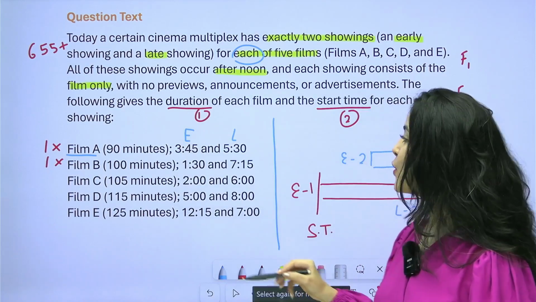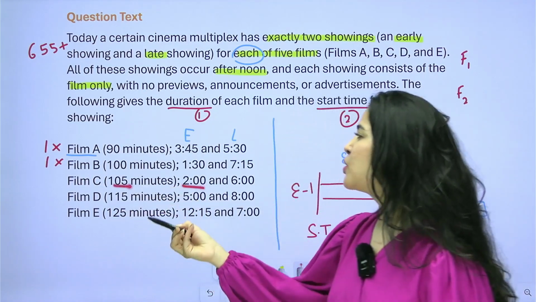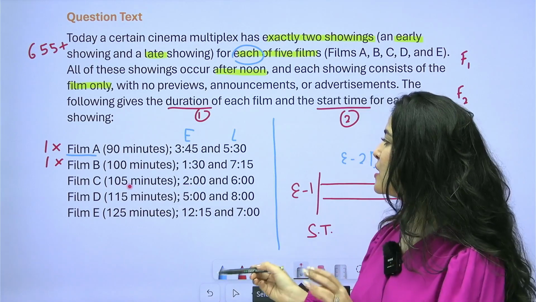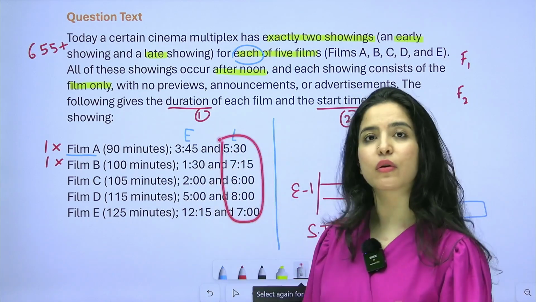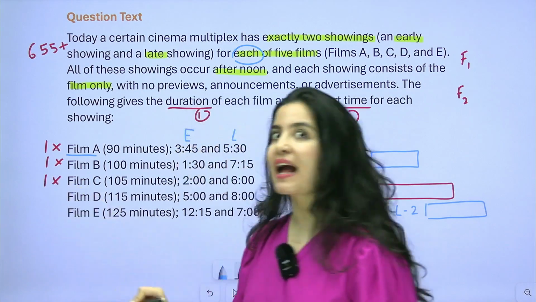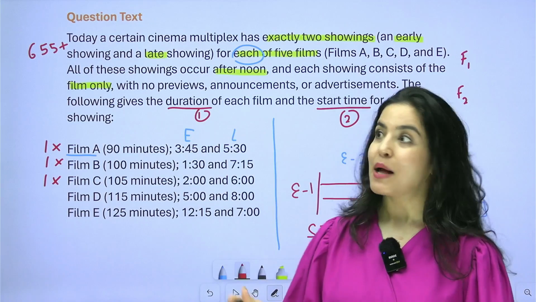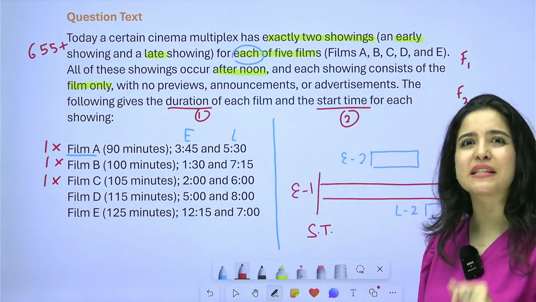Try this on your own also. Film C starts at 2, goes on for less than 2 hours again, so it'll end before 4 for sure, and all of these are after 4. No overlap. I'm not even using exact duration. I'm not even actually calculating the end time because my data is helping me already make eliminations, right? Just estimates are helping me.